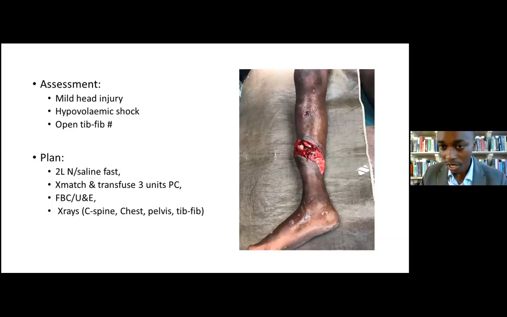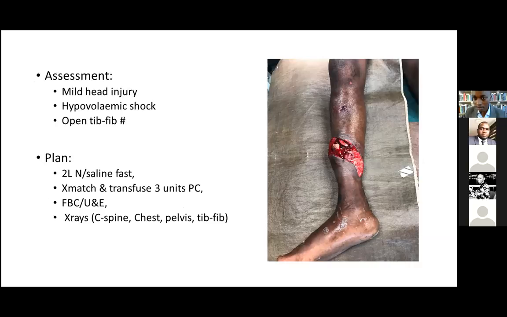So the picture shows the state of the leg of that patient. You can see exposed bone, muscles, and it's deformed as well.